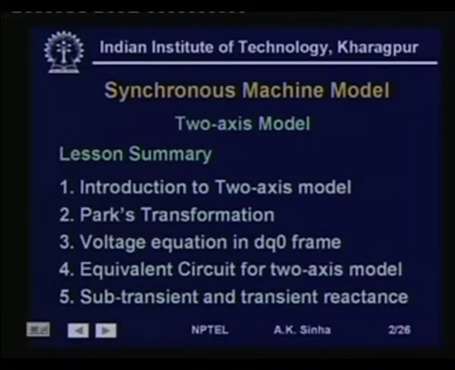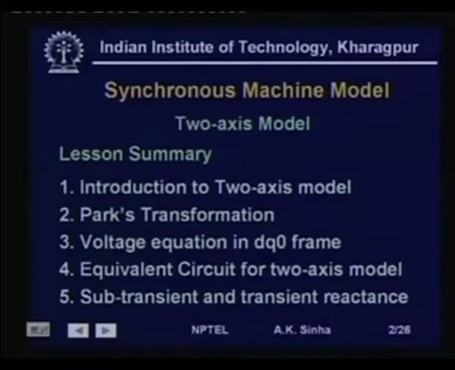As we talked in lesson 13, we modeled the round rotor machine. We said that the other type of machine, which is a salient pole machine, that modeling we will be taking up in this lesson, and this will require a 2-axis model, because the magnetic circuit is not uniform for a salient pole machine, as we will see.